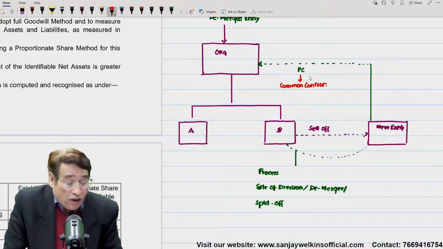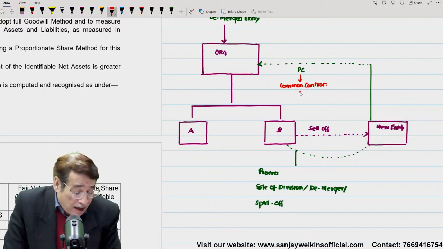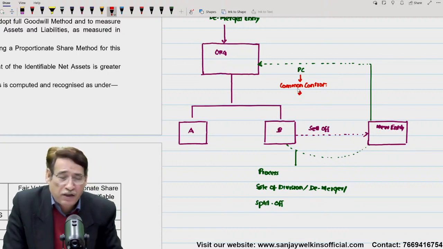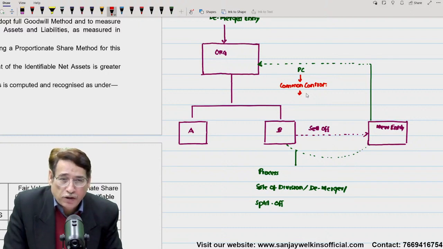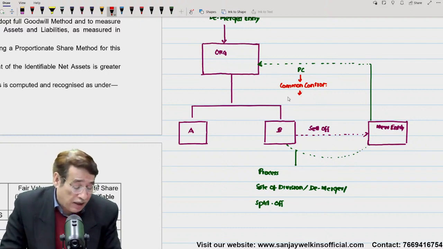So, it will be treated as a case of common control, and as per Appendix C of IND AS-103, when an entity does the accounting by adopting the common control methodology, in that particular case, it is known as pooling of interest method.